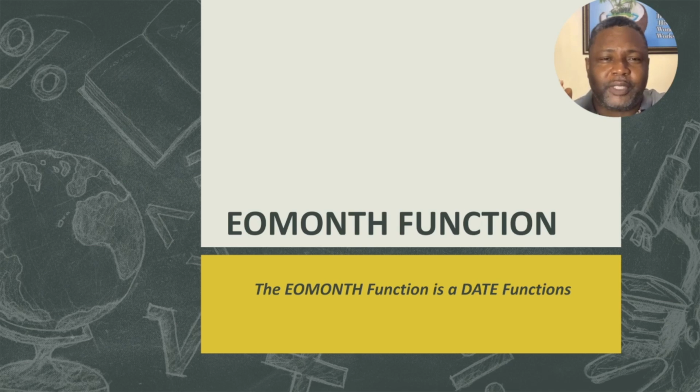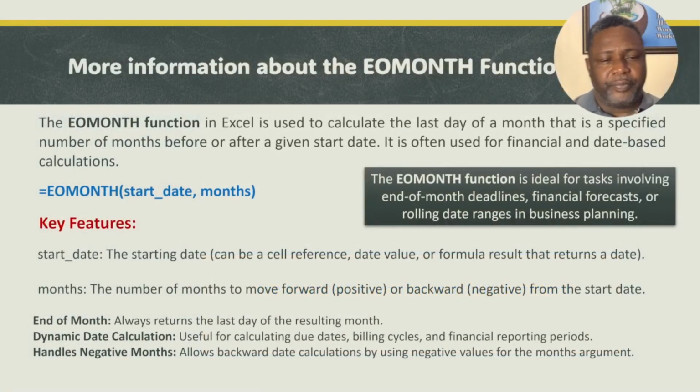Welcome to the Microsoft Excel training. Today we are looking at the EOMONTH function. Now, the EOMONTH function is a date function also, and the function is used to calculate the last day of a month that is a specified number of months before or after a given start date. So what it means is that if we have a start date, then we want to know what is the last day of that particular start date.